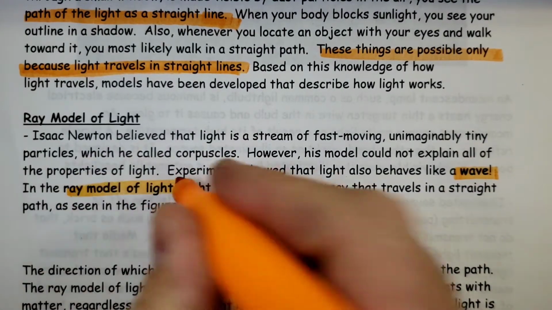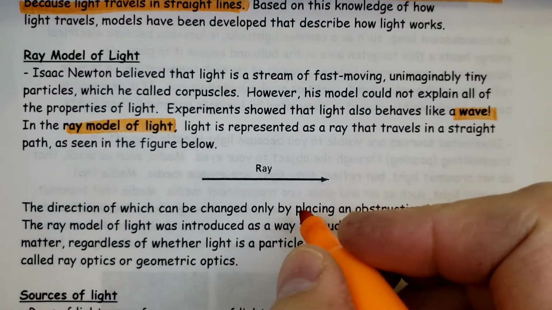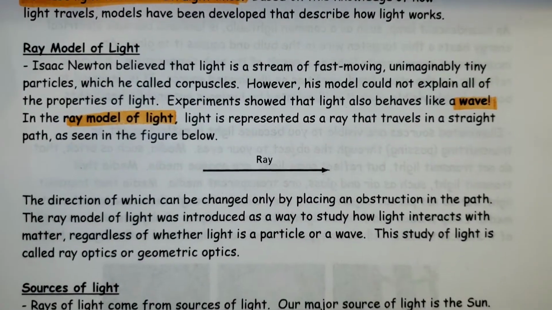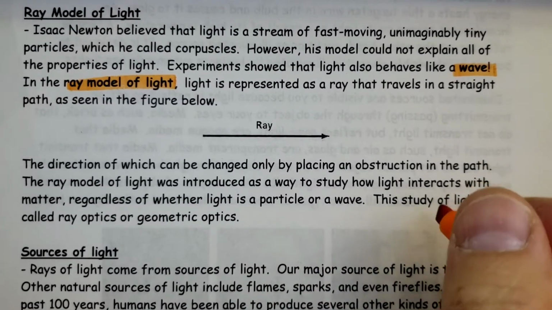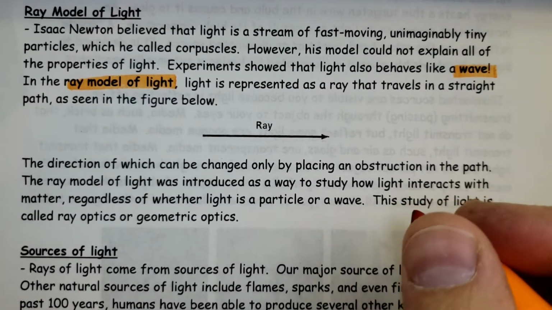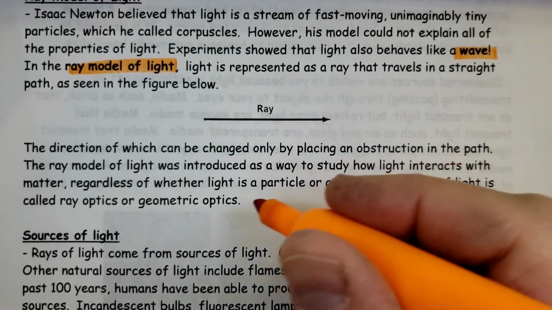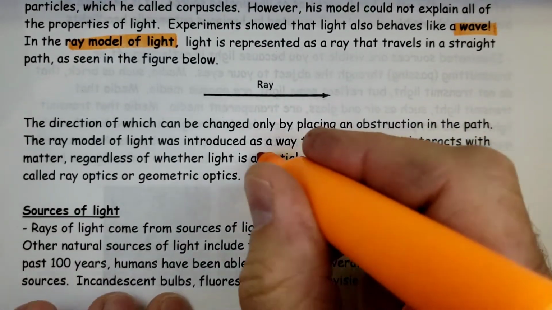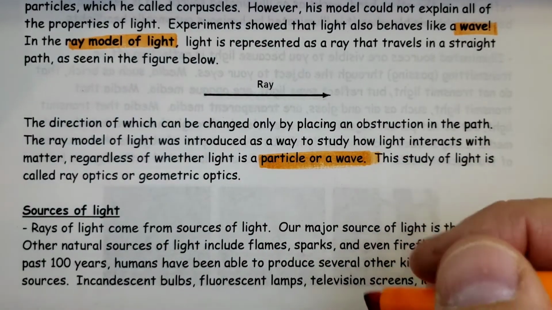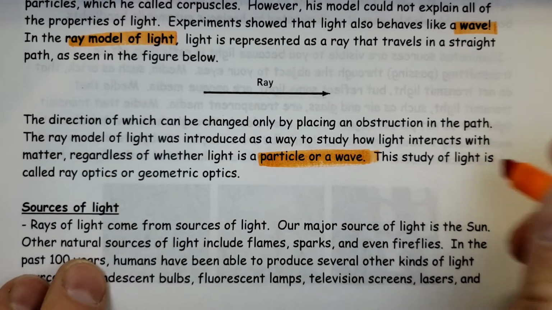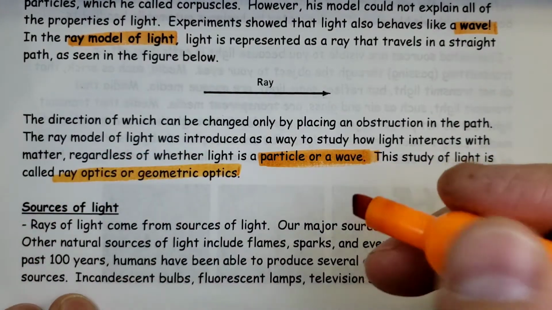In the ray model of light, light is represented as a ray that travels in a straight path, as seen in this figure here, the direction of which can be changed by placing an obstruction in the path. The ray model of light was introduced as a way to study how light travels and how it interacts with matter, regardless of whether it's a particle or a wave. Because as we'll see here, light can be thought of as a particle or a wave, depending upon the circumstance. The study of light is called ray optics or geometric optics.